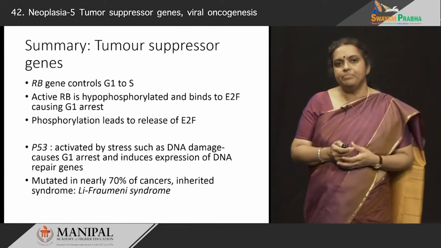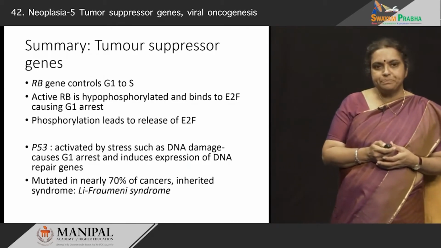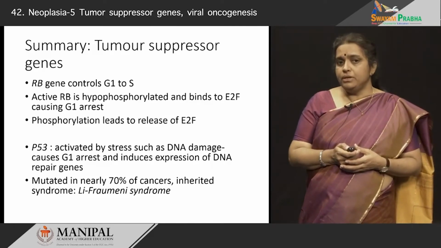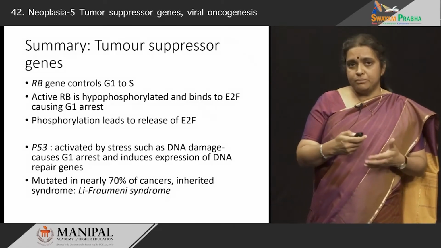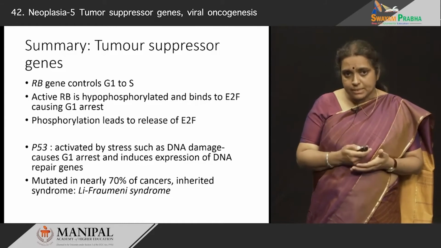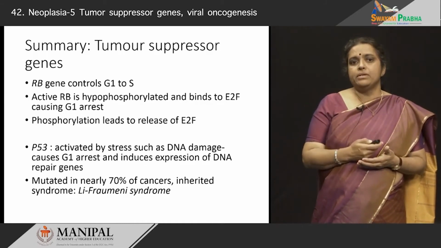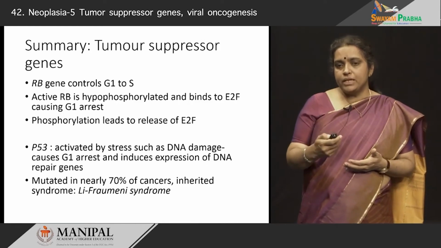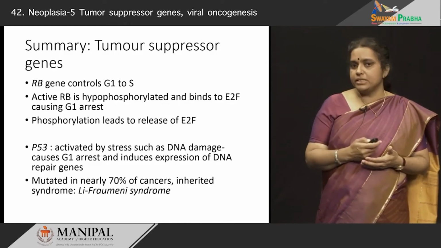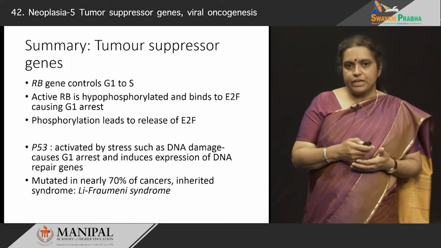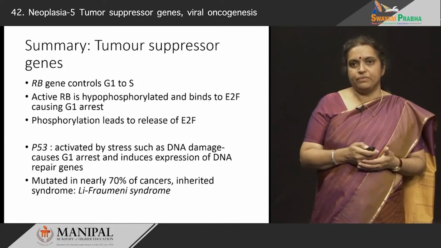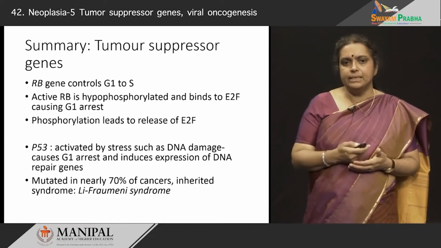So, in summary, the tumor suppressor genes control many of the normal cell cycle processes. The RB gene controls the G1 to S checkpoint. Active RB is hypophosphorylated and binds to E2F, causing G1 arrest. Phosphorylation leads to release of E2F and it is available for the cell cycle.